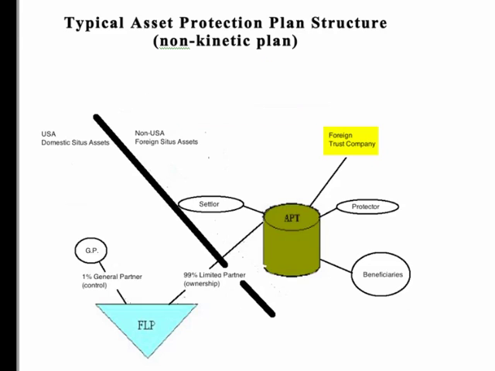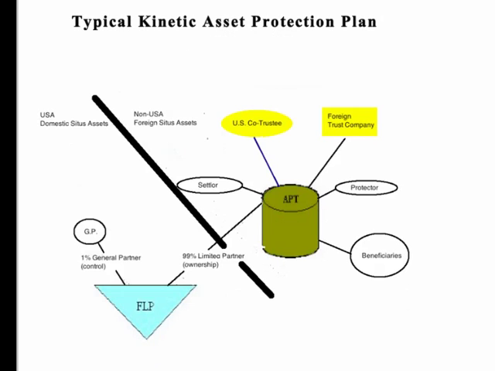I'm going to just pop up a typical kinetic plan structure. It's very much the same. What's the difference? Here it is. The difference is, see this second yellow circle? A typical kinetic asset protection trust has a U.S. co-trustee. And I structure mine in most cases so that the U.S. co-trustee has power over this. So we've disenfranchised the foreign trust company, and we're basically just renting their jurisdiction. This keeps you from ever being vulnerable to the foreign trust company.